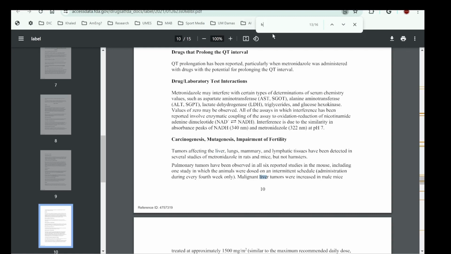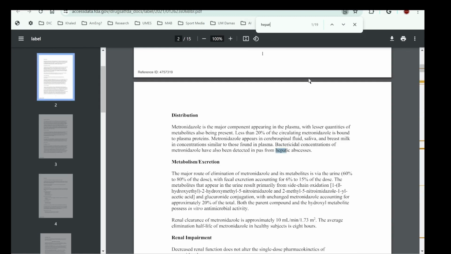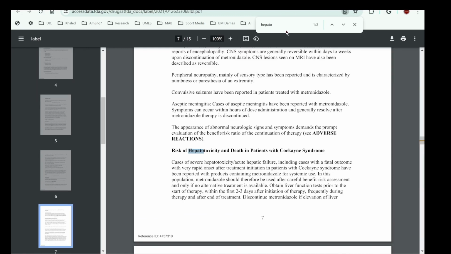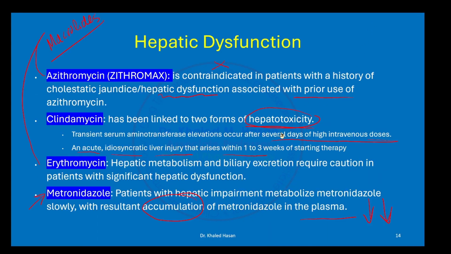I will go to hepatotoxicity. You can see here that metronidazole is associated with a risk of hepatotoxicity, but this is a rare case and could lead to acute renal failure. So we have several examples related to hepatotoxicity or hepatic dysfunction. If the patient suffers from hepatic dysfunction, we have to be careful.